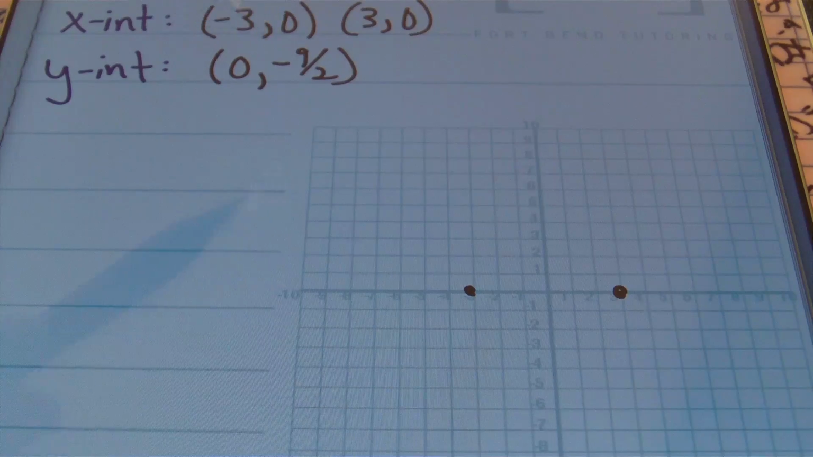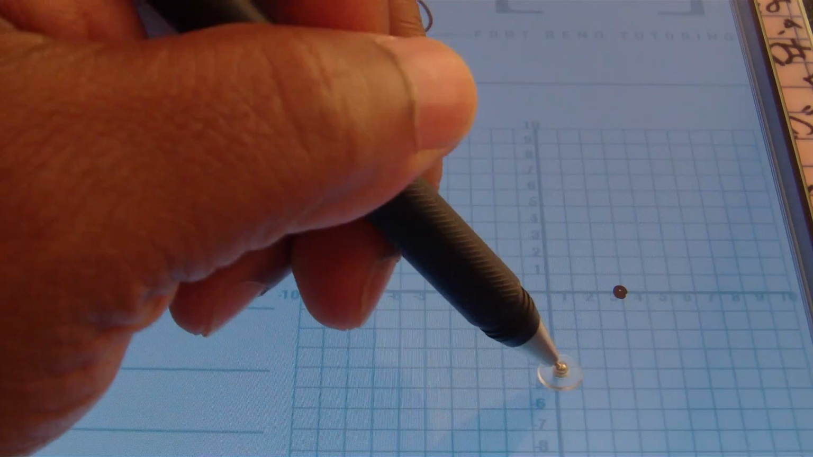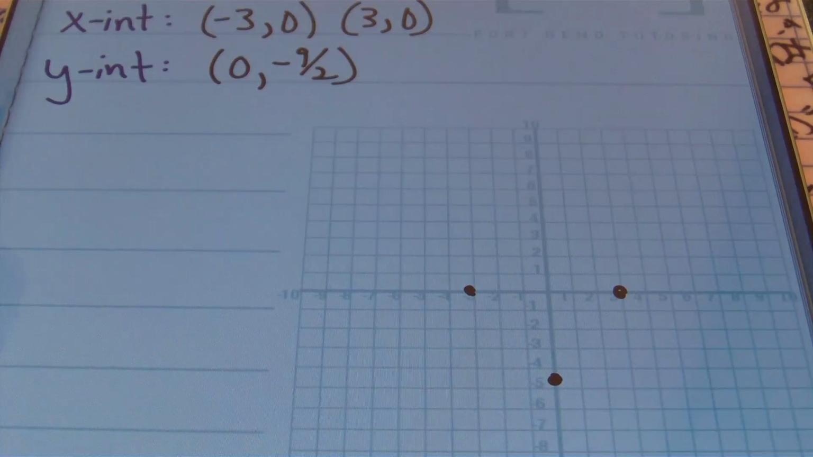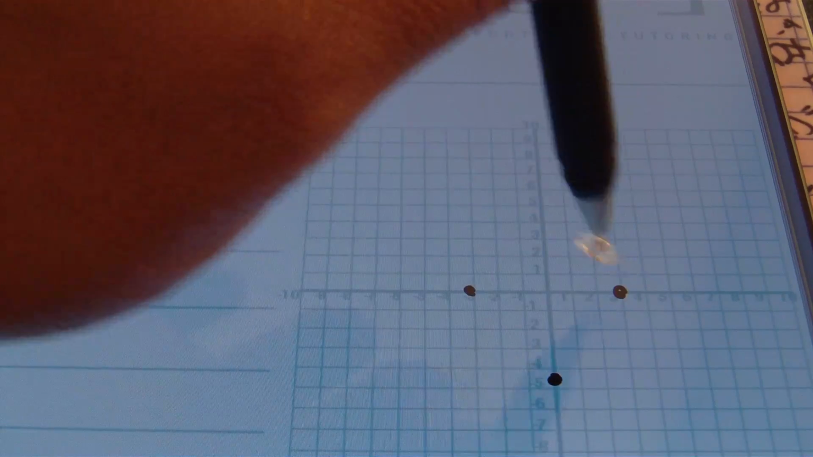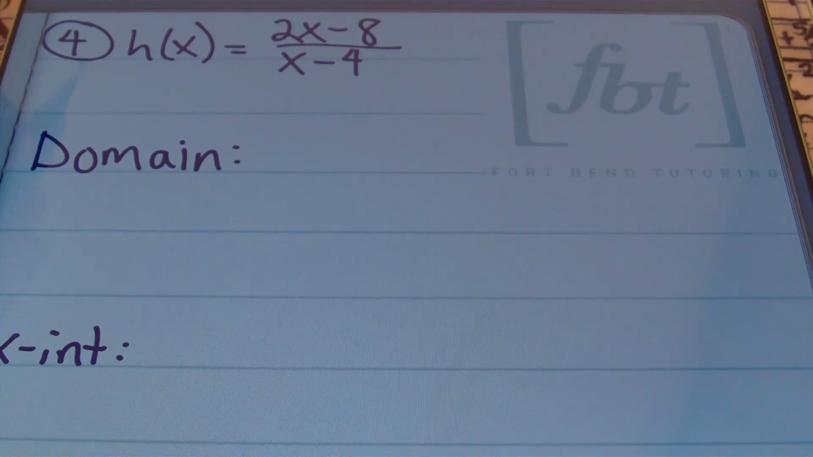Now, you may not know where negative 9 halves is, but if you convert this improper fraction into a mixed number, it would be negative 4.5. So that's going to give me a better idea of where that is. The point (0, -4.5) is going to be about right there. So here I'm showing my 2 x-intercepts as well as my y-intercept for the rational function. On to our next problem. Problem number 4 is right here.